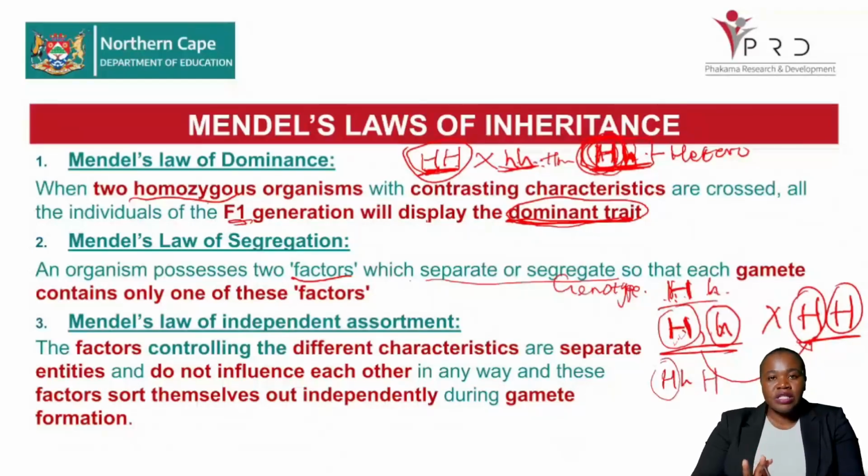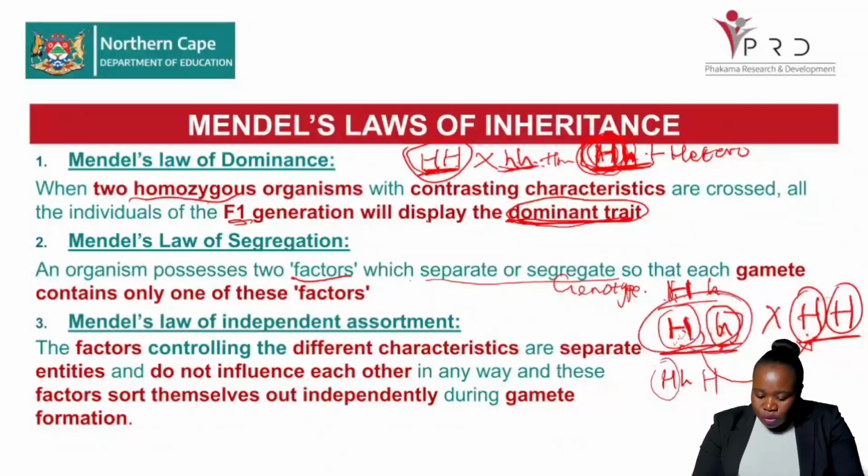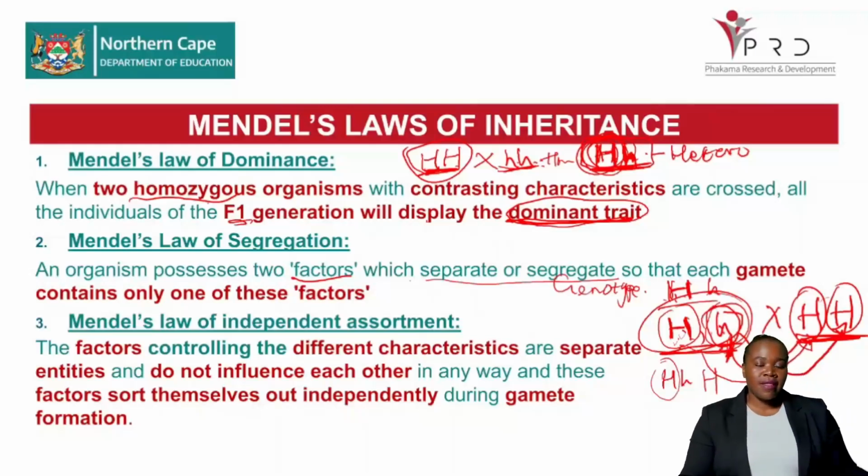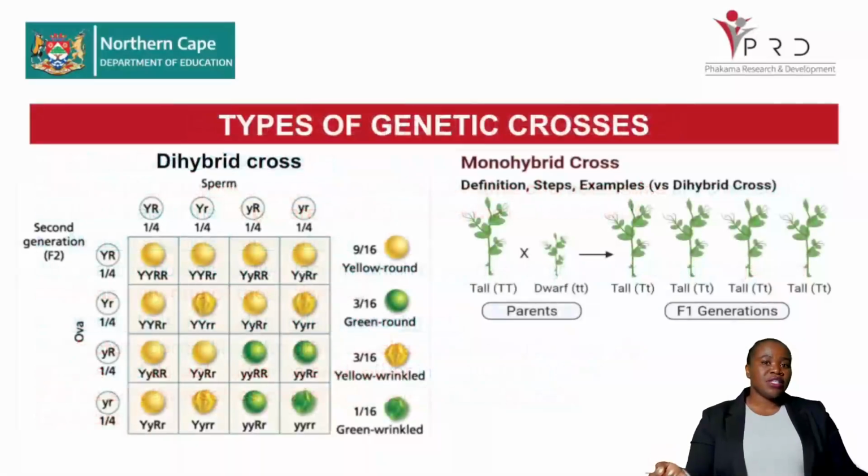This H is going to be independent of the second H, and it's going to independently cross with the H of the second individual. So they do not influence each other because they are separate or independent of each other. It doesn't mean that this H must always pair with these two H's, or these two, or this one must always pair with these two. This has a relationship with this H independently, and it also has a relationship with the other H independently. So each of these factors are independent of each other. They do not influence each other.